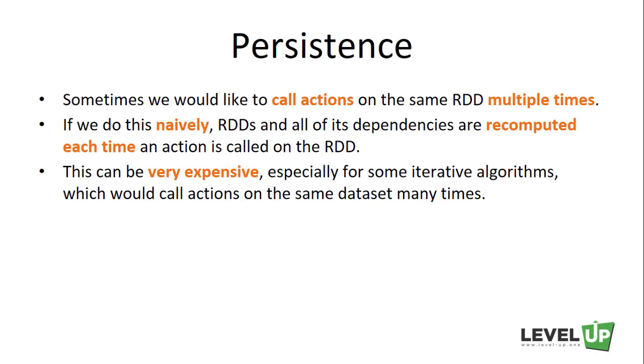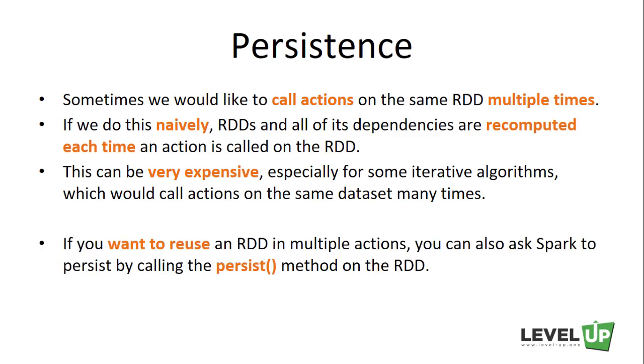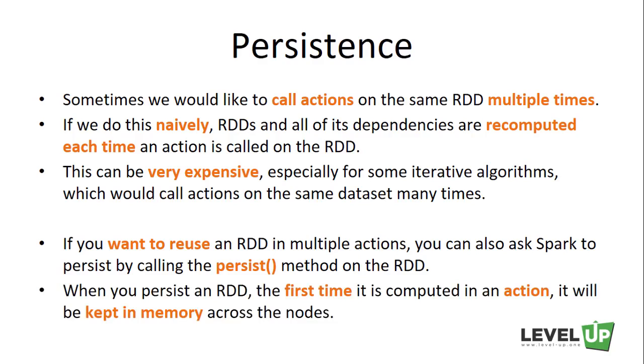set many times. If you want to reuse an RDD in multiple actions, you can also ask Spark to persist it by calling the persist method on the RDD. When you persist an RDD, the first time it is computed in an action, it will be kept in memory across the nodes. This allows future actions to be much faster, often by more than 10 times. Caching is a critical tool for iterative algorithms and fast interactive use.